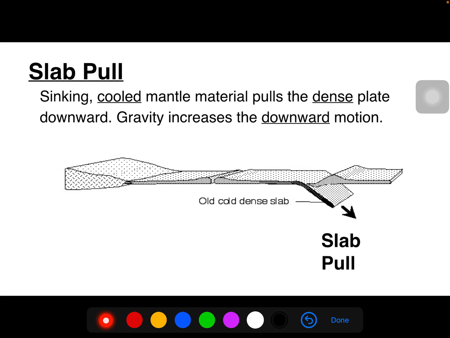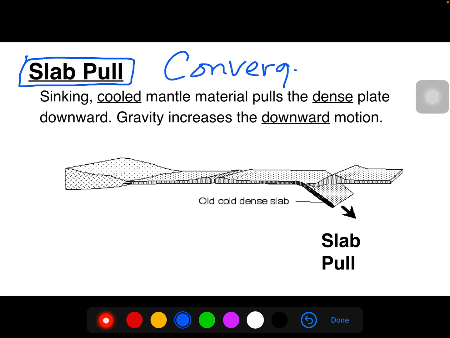Our second force for convergent boundary is known as slab pull. So we're on the left side of the chart now, putting in the name and the description of the force creating a convergent boundary. It's created from sinking cooled mantle material in the convection current. And because that material is sinking downward, gravity is also helping it move in that direction over time.